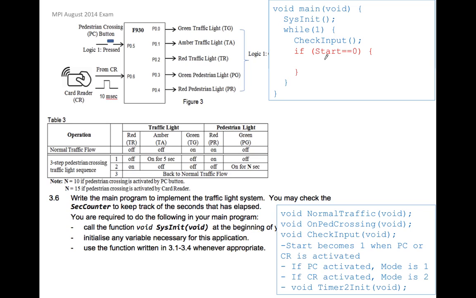Here I check if none of the inputs is activated, that is, if start equals 0. Then the traffic should run normally, so we call the normal traffic function to do the job. However, if any of these inputs is activated, we will operate the traffic lights according to these steps. Now, this will be the else part.